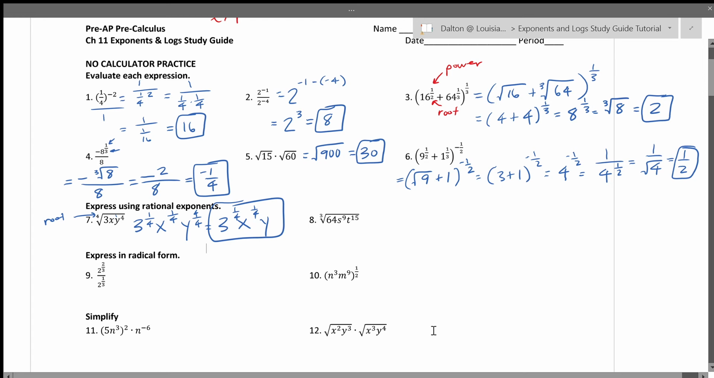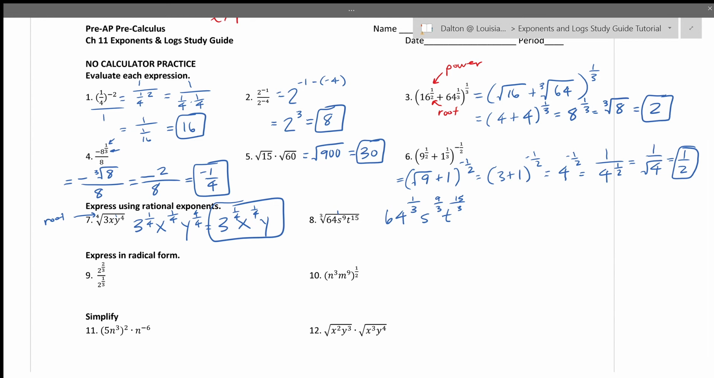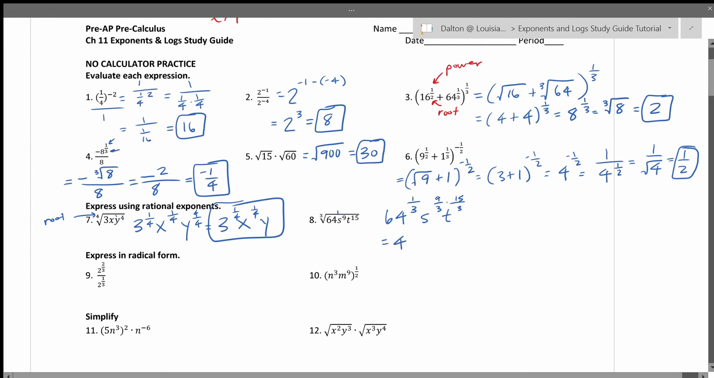Number 8, same thing, power over root. 64, its power is understood, 1 to the 1/3 power. s to its power is 9 over root 3. Times t to the 15 over root 3. And then 64 to the 1/3 power, again, you have to be kind of familiar with these numbers. That's the cube root of 64, which by now, hopefully you know that that is 4. And then you can reduce these other fractions. This will be s to the 9 divided by 3 is 3. And then t to the 15 divided by 3 is 5. So that'll be 4s cubed t to the 5th power.